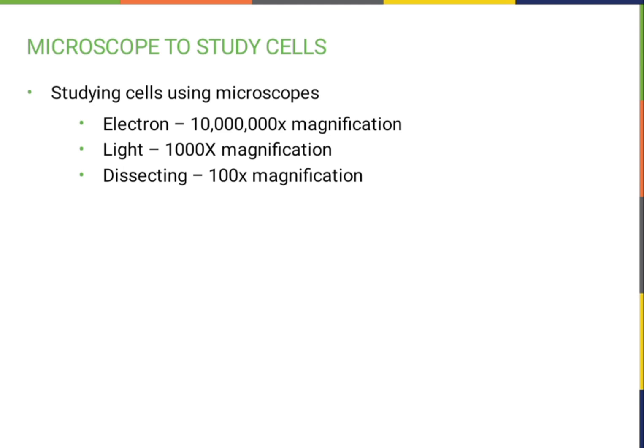So when we are studying the cell, most of the time, because the cell is microscopic, we cannot see it with our naked eyes. We usually use a microscope when we are studying the cell. And the size upon which they magnify: the electron microscope magnifies images to a maximum of 10 million, the light microscope, which is the commonest that we use, to a maximum of 1000 magnification, and the dissecting microscope to a maximum of 100 magnification.